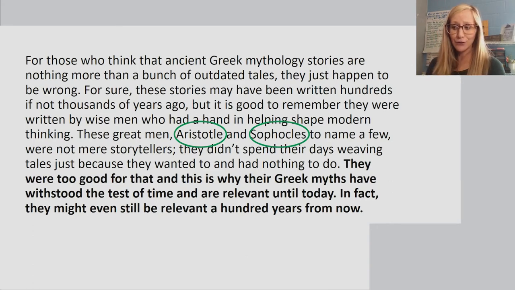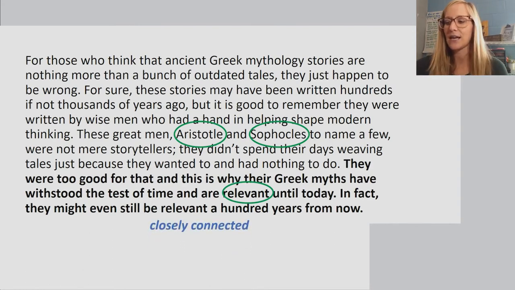of years later? Well, there's a word that appears at the end of this paragraph, and the word is relevant. Relevant really means it is closely connected. So let me reread those last two sentences that you see in bold. They were too good for that, and this is why their Greek myths have withstood the test of time and are relevant until today. In fact, they might even still be relevant 100 years from now.